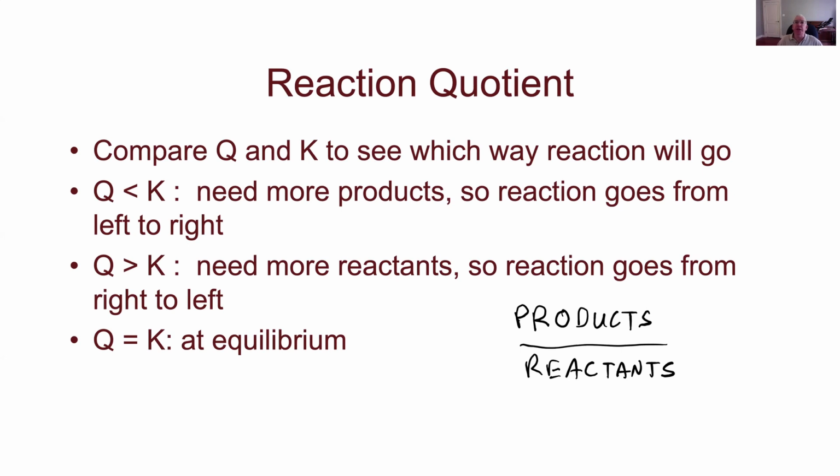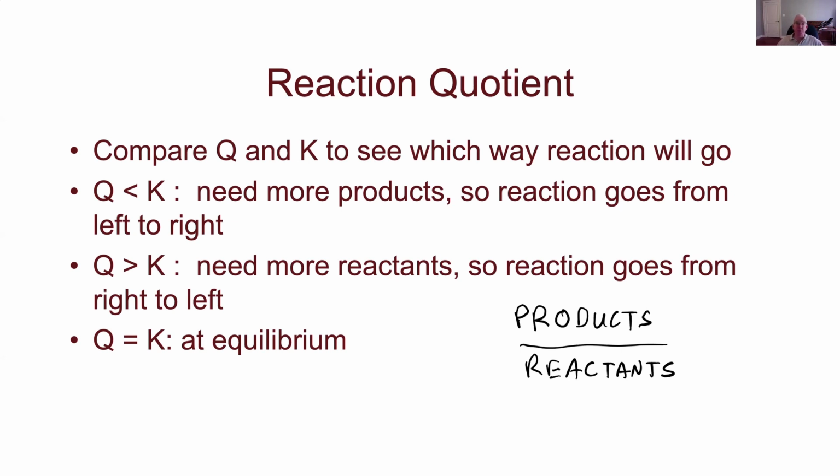So if Q is smaller than K, then that says we don't have enough products, right? That's the case we've been looking at when we said we started off with nothing being on the right-hand side of the equation, right? In that case, Q is equal to 0. 0 is always smaller than K because K is some positive number, okay? So in that case, in order to get Q to grow, we have to make more products, and that'll take away reactants, right? That'll grow the top of that fraction, shrink the bottom. That'll make the value of Q get bigger.